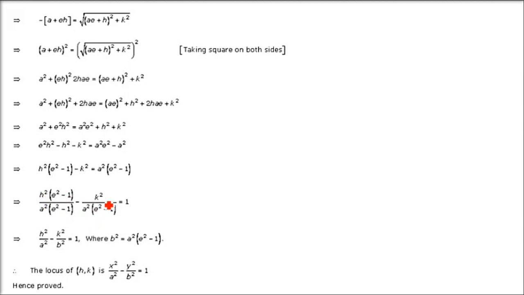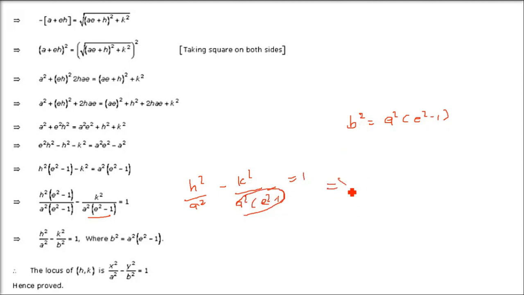See, this is h square by a square minus k square by a square into e square minus 1 equals 1. Finally this is what you are going to arrive at. So in the question it is already given b square equals a square into e square minus 1. So in this place you have to put b square. So h square by a square minus k square by b square equals 1. So this is all the rearrangement in front of you. So this is the final locus of the given condition.